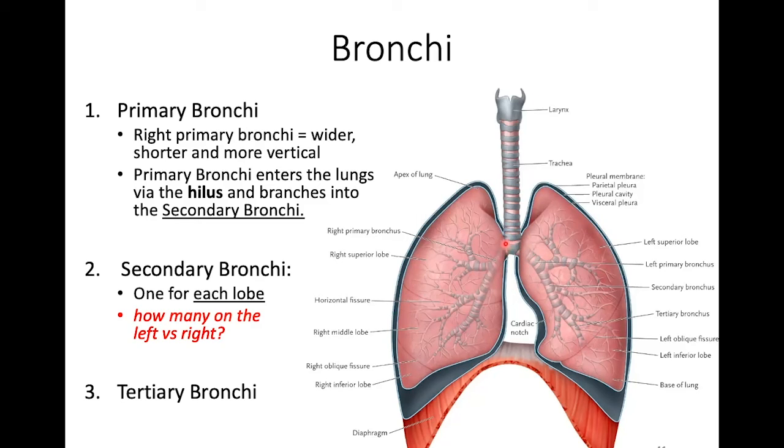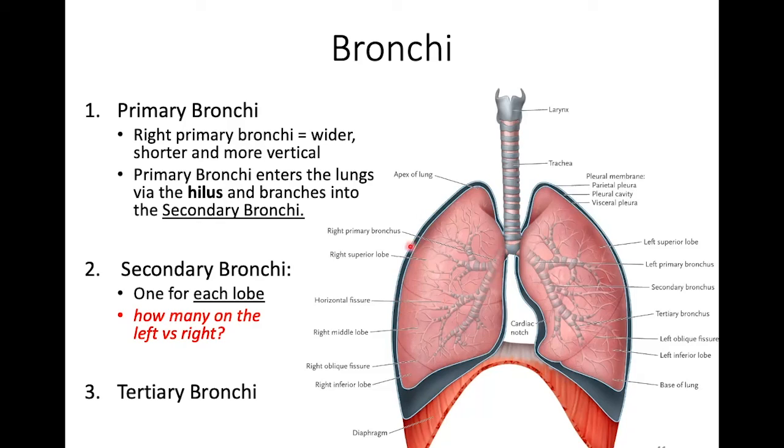And the right primary bronchus enters the hilus of the right lung to supply it with oxygenated air. Now, when the primary bronchi enter the lung, they then divide into secondary bronchi. And there is one secondary bronchus dedicated to each lobe of the lung.